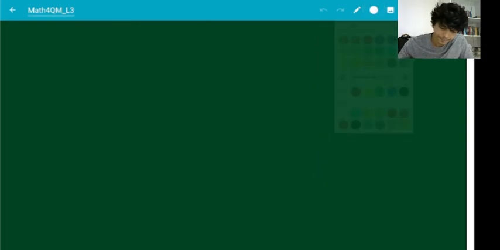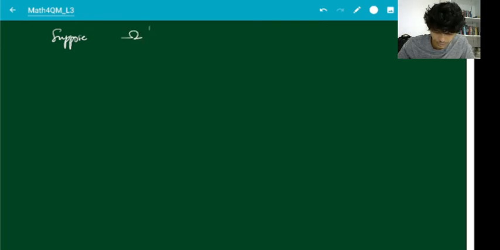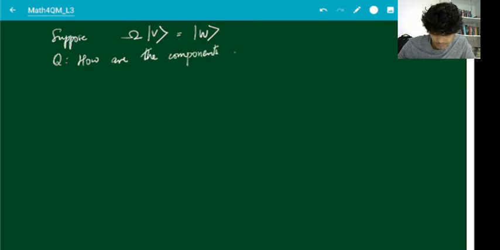Let's say omega acts on the vector v to give me the vector w. I want to know how the components of v and w are related to each other.